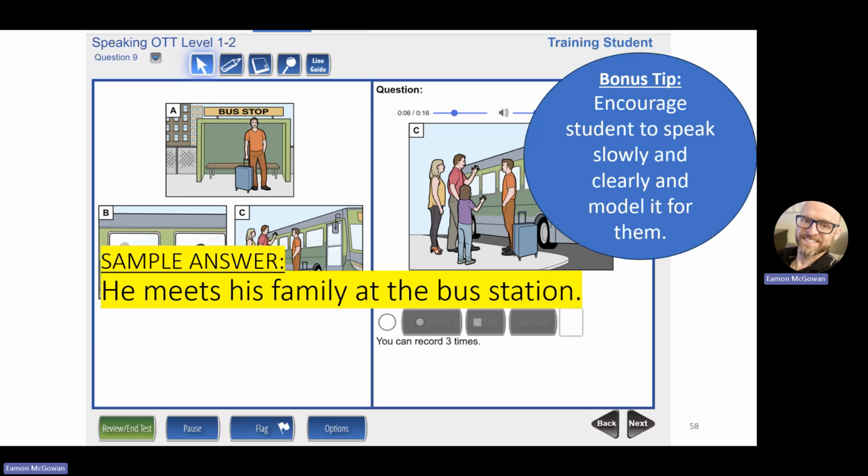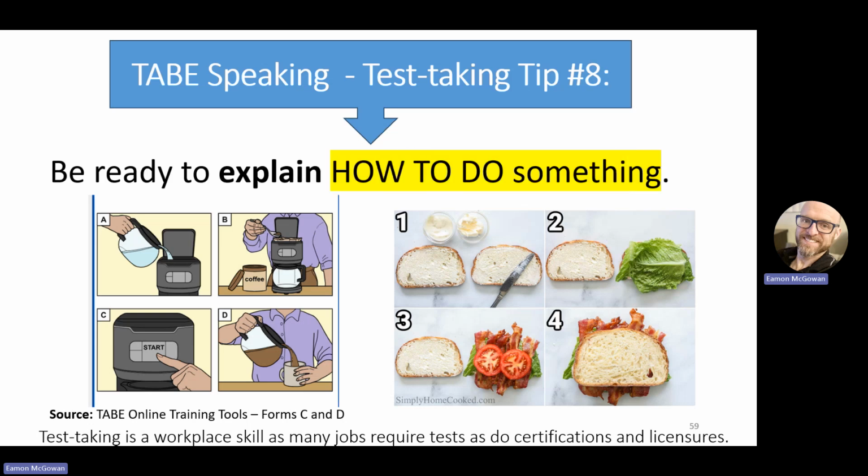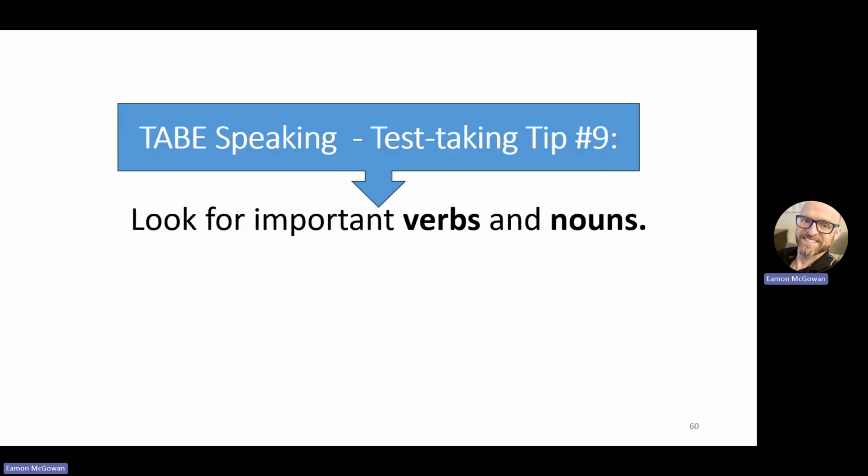All right, we went from 3 pictures. Now we're going to 4. Look at these 2 sets of pictures. And what do you think they have to do here? Right, we got an A, B, C, D, a 1, 2, 3, 4. Yes, this is our next test-taking tip. Be ready to explain how to do something. Yes. And what I tell my students for my next test-taking tip is look for important verbs and nouns.